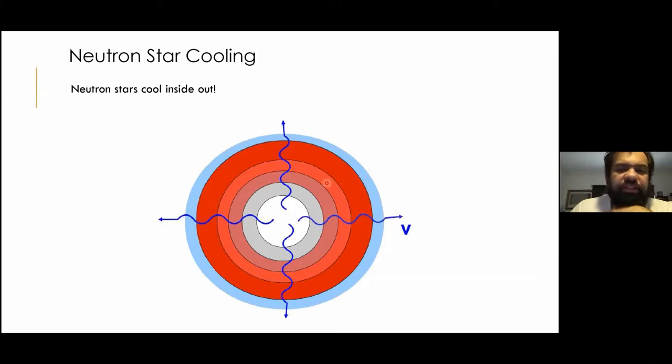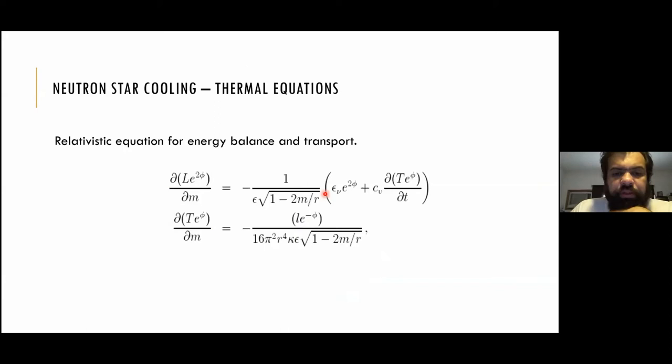The crust, because it's a crystal structure, usually is going to be hotter for a little bit of time. So it takes a while for the crust to thermally couple to the core, as we're going to see. So these are the thermal equations, and there are several ways you can write this.